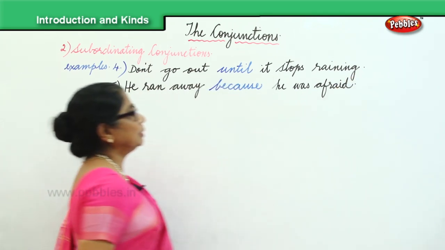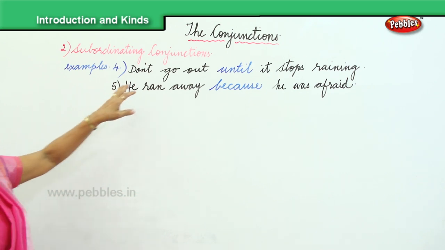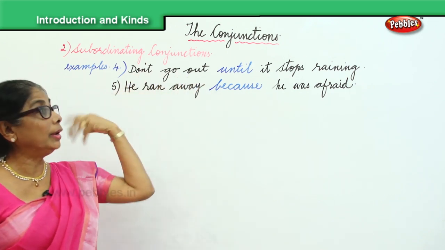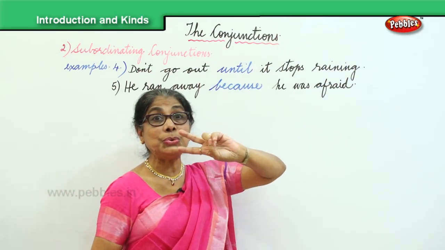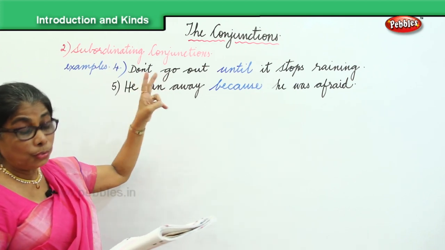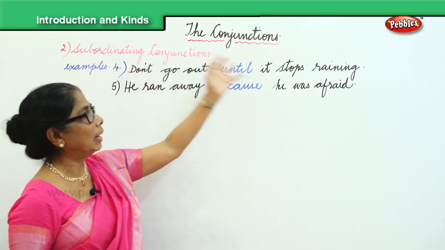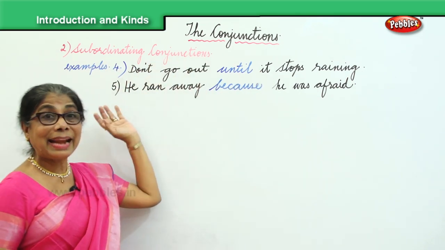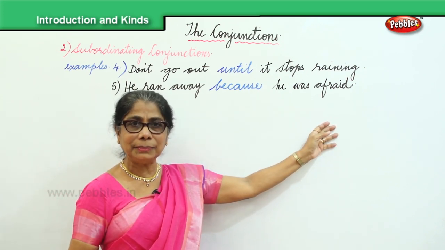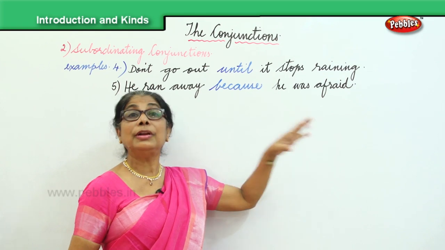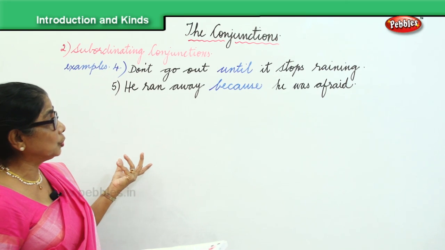We said to join two sentences of unequal rank. Don't go out. We're talking about going out and raining. Two different, two unequal rank. Two sentences of two different kinds. Going out and stop raining. He ran away, he's afraid. So a subordinating conjunction joins together sentences of two different rank. Two different things you're talking about.